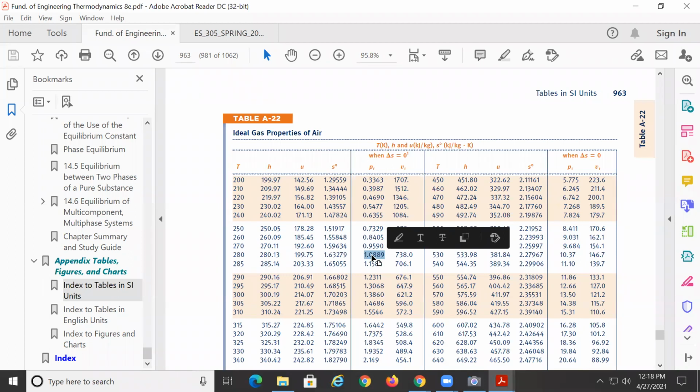So you do 1.0889 times 20. So let's do it right here. 1.0889 times 20. What do you get for PR2? So 20 point something, but what do you get? 21.778. 21.778? Yes, sir.